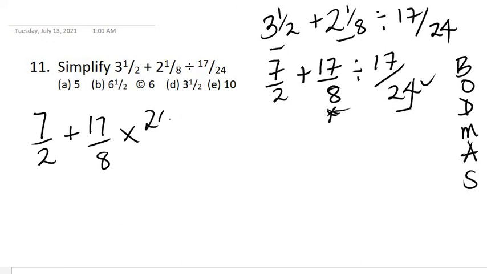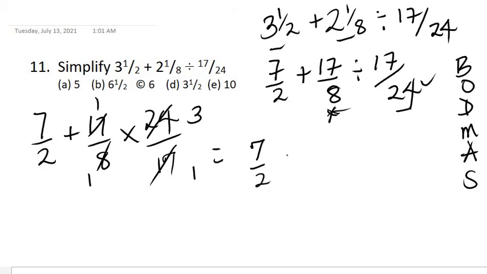So 24 divided by 17, because I flipped. 17 here is 1. 17 here is 1. 8 here 1. 24 here 3. So this will give me 7 over 2 plus 1 times 3 is 3. 1 times 1 is 1. So LCM of 2 and 1 is 2. 2 divided by 2 is 1. 1 times 7 will give me 7.